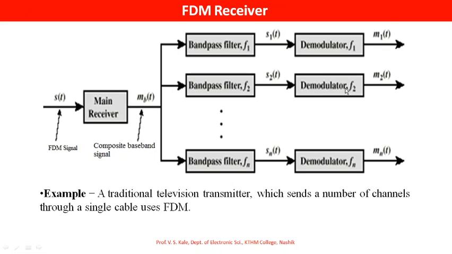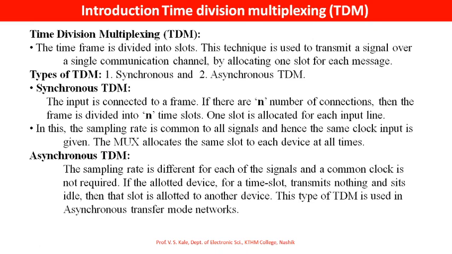Similar things happen with the second demodulator, that is F2. The original signal M2(t) is received. Like this, the last signal is Mn(t). So the receiver receives the FDM signal, and after demodulation we get the original signals which were transmitted. For example, a traditional television transmitter which sends a number of channels through a single cable uses frequency division multiplexing. So this is about the block diagram of the FDM receiver.